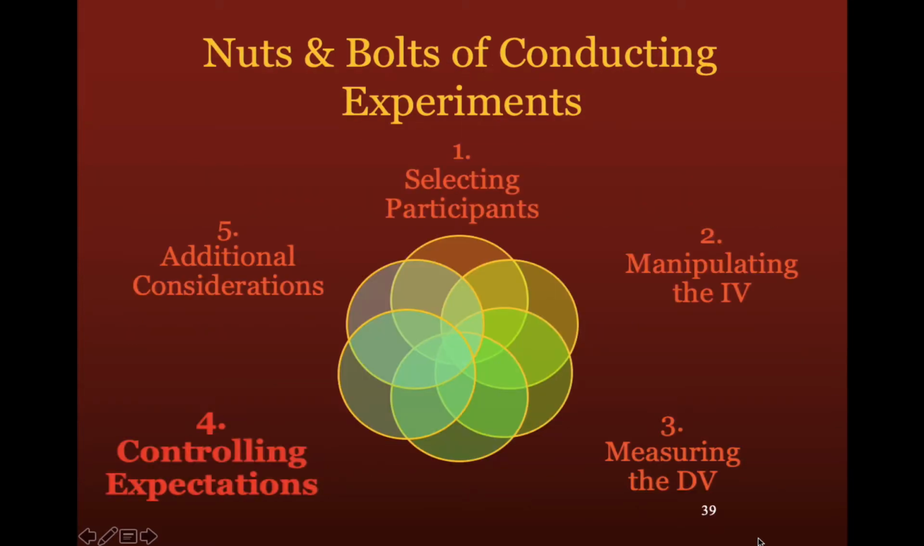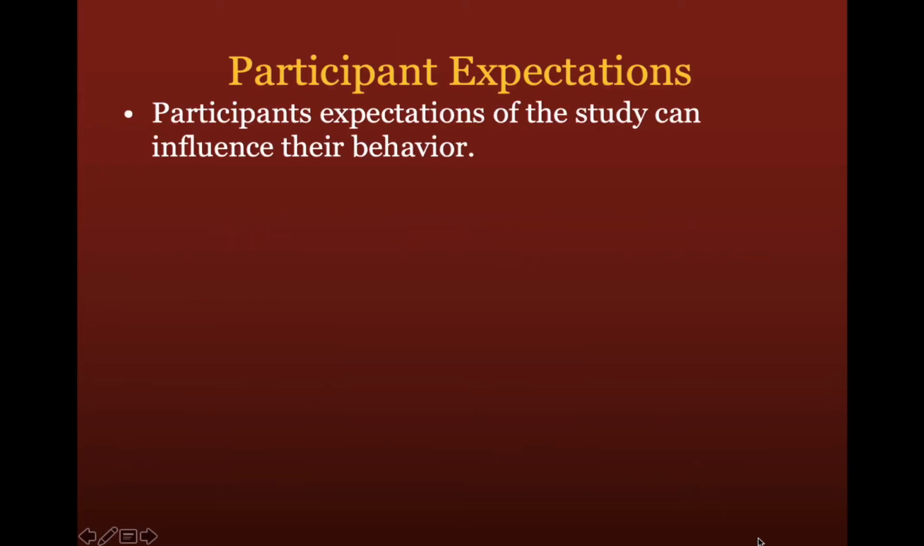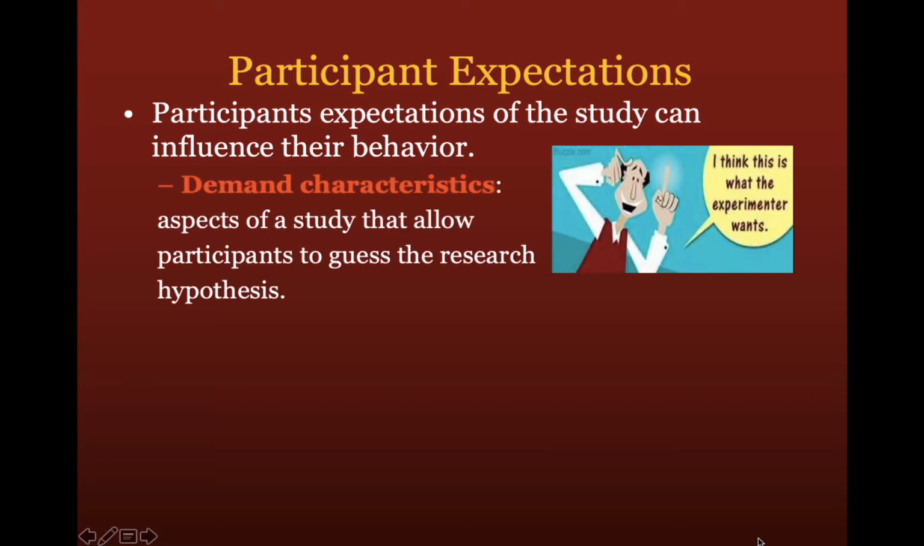Next, we want to control for expectations. This is when you're trying to control for the expectations of the participants, so that those expectations don't influence their behavior, right? This goes back to our idea of demand characteristics, where there are things in the environment that might get people to either expect that the researcher wants them to act a certain way, or give them cues on what the researcher's hypothesis is.